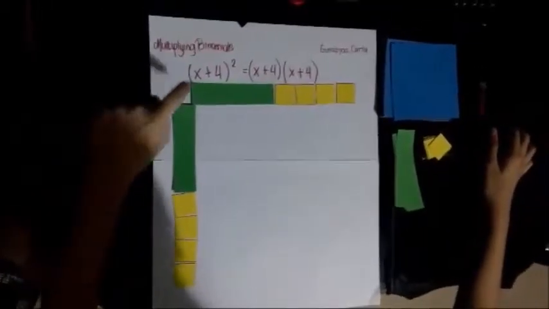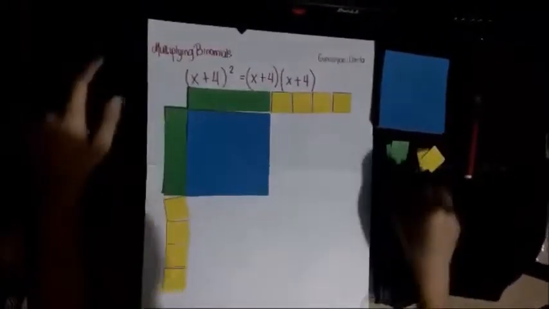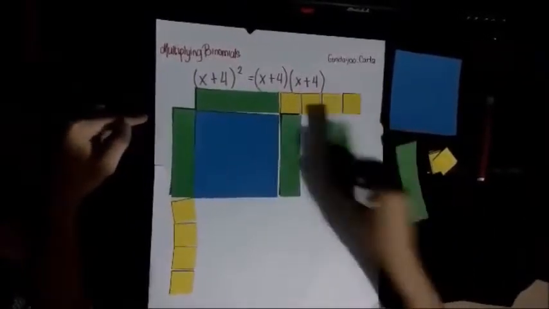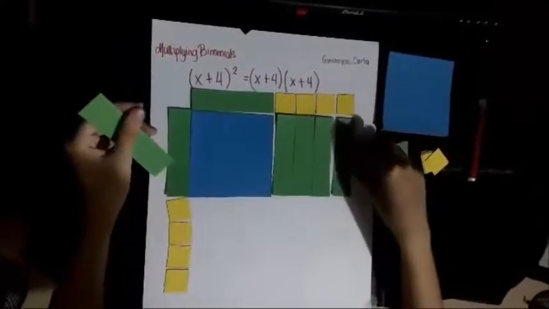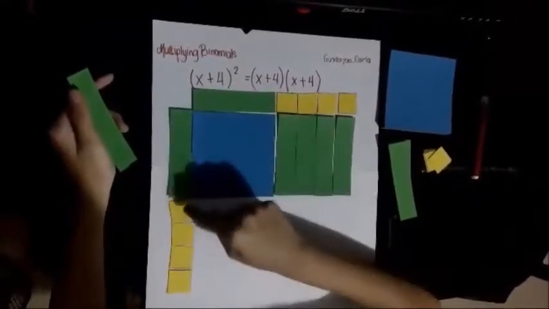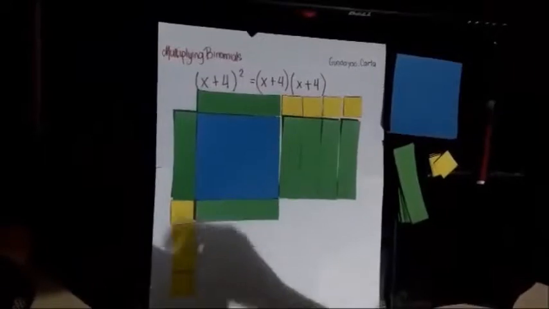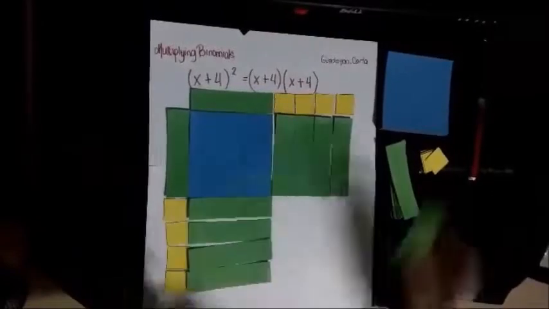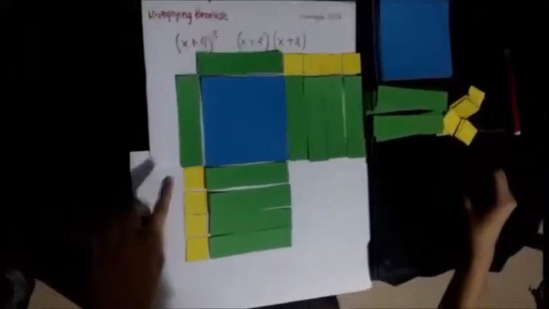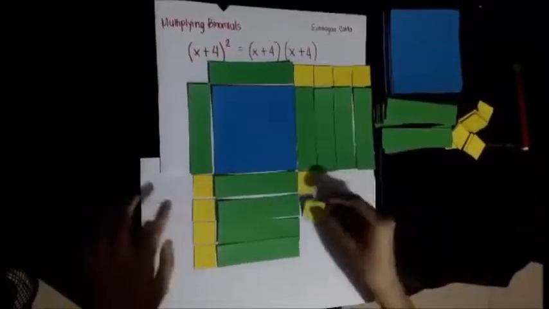So now that you have represented it, we're going to multiply. X multiplied by x is x squared. And x multiplied by 1 is x. X times 1 is x. And another x. You have to multiply this x by this. So x multiplied by 1 is x, and x multiplied by 1 is x. Now, we're going to multiply the yellow tiles. 1 multiplied by 1 is 1. Now, the same goes here.